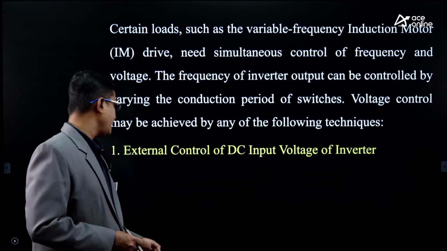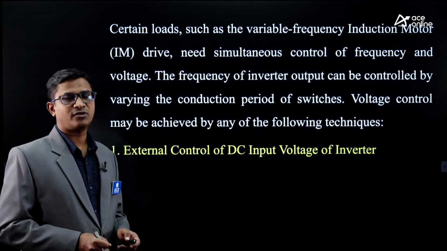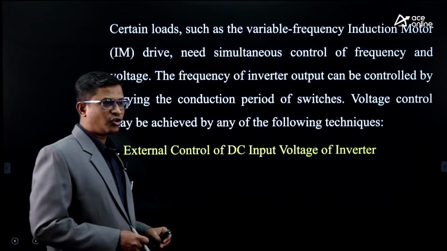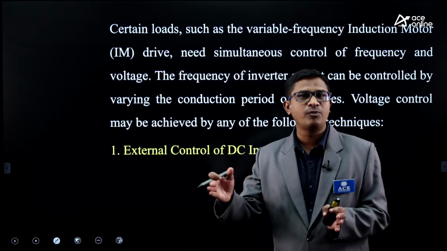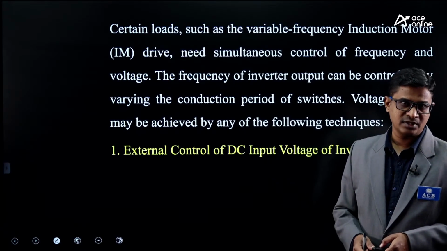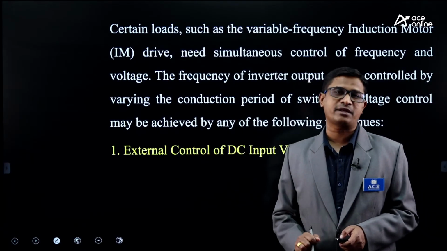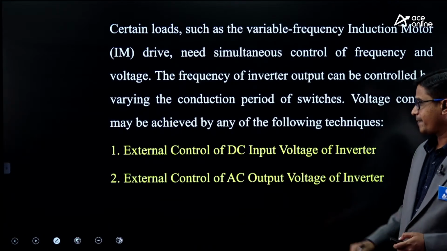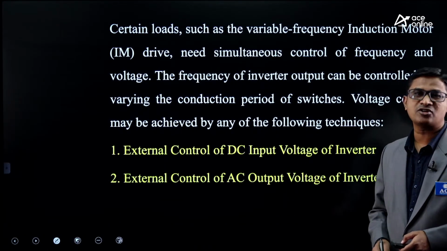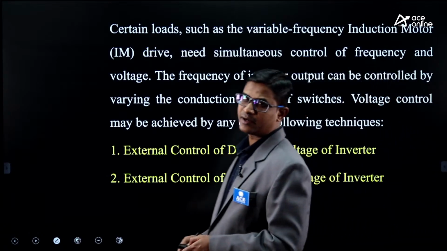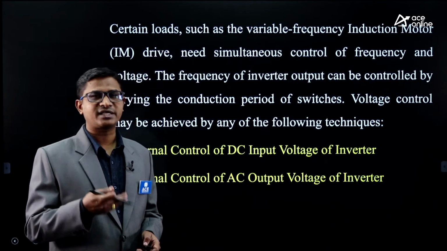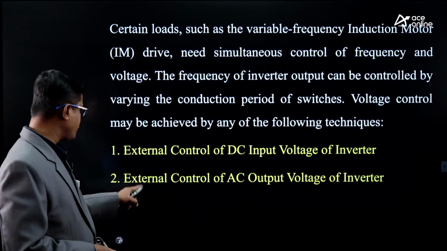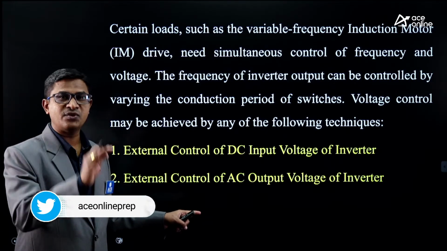As I said, the first technique is external control of DC input voltage of the inverter. External control means we are adding an external block at the input side of the inverter. So here the control is not within the inverter. Second, external control of AC output voltage of the inverter. In this technique, we are adding the external circuitry or the external block at the output side of the inverter. In this also, the control is not within the inverter.